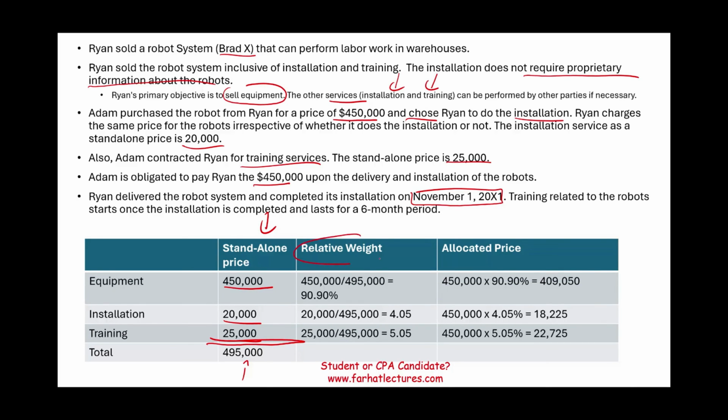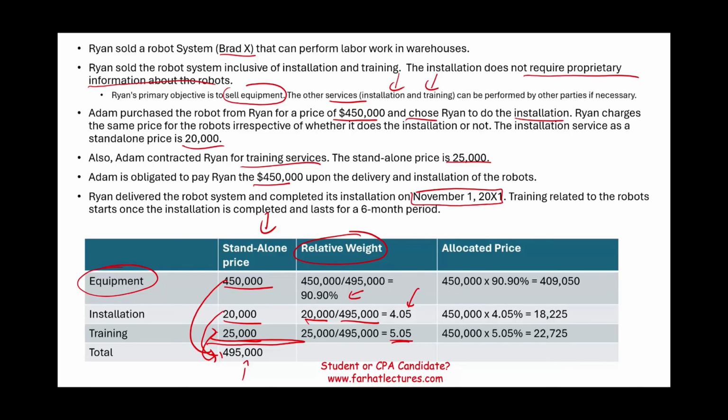Now we find the relative weight for each, taking $450 divided by $495, which will give us 90.90% of the deal goes for the equipment. $20,000 divided by $495, 4.05% of the deal toward installation, and $25,000 divided by $495, the training represents 5.05.